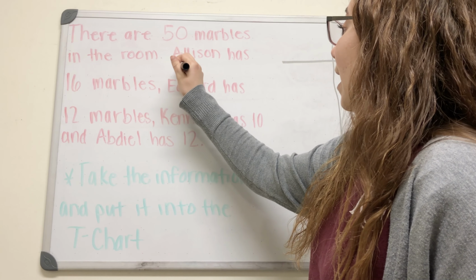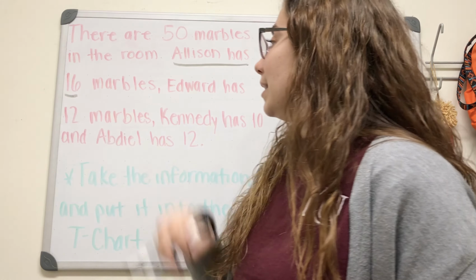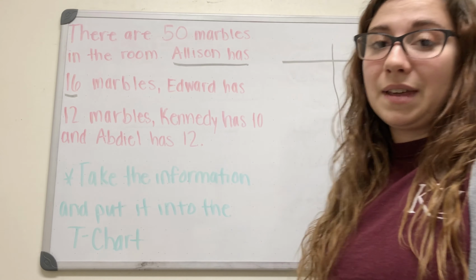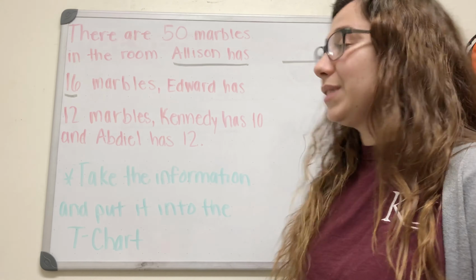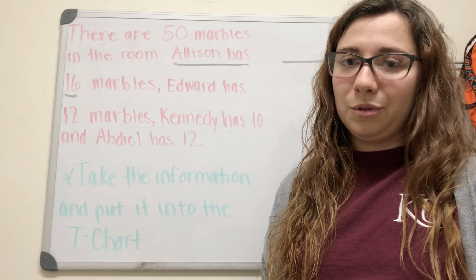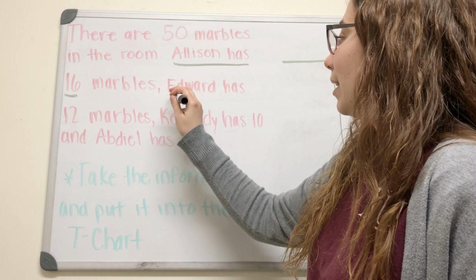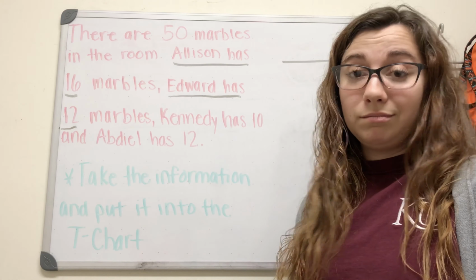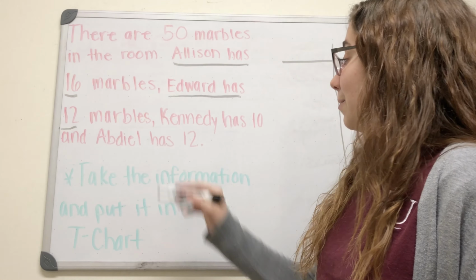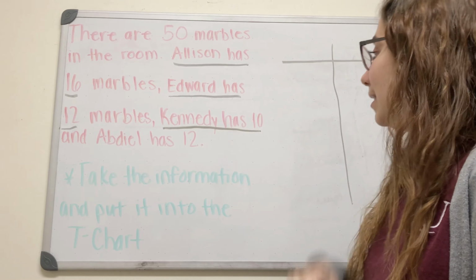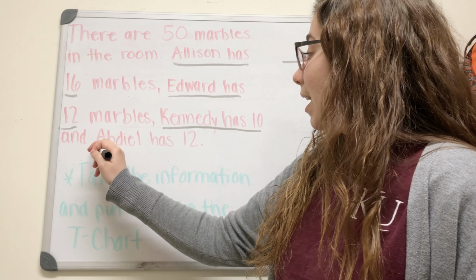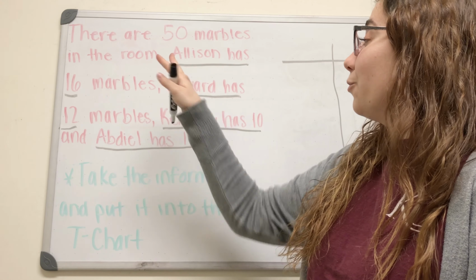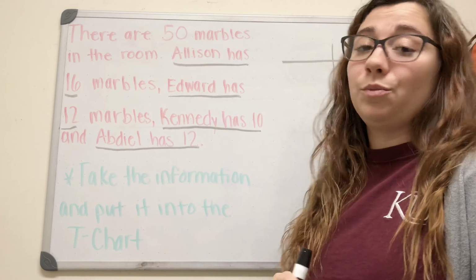So I'll underline Allison has 16. I don't really need to know marbles because everyone has the marbles. And I will put that as a label, which we'll talk about later, on my chart. So I'll know what that number represents. I'm also going to underline Edward has 12. Next up, Kennedy has 10. And last, Abdiel has 12. So now I underlined 4 different people's names and how many marbles they have.